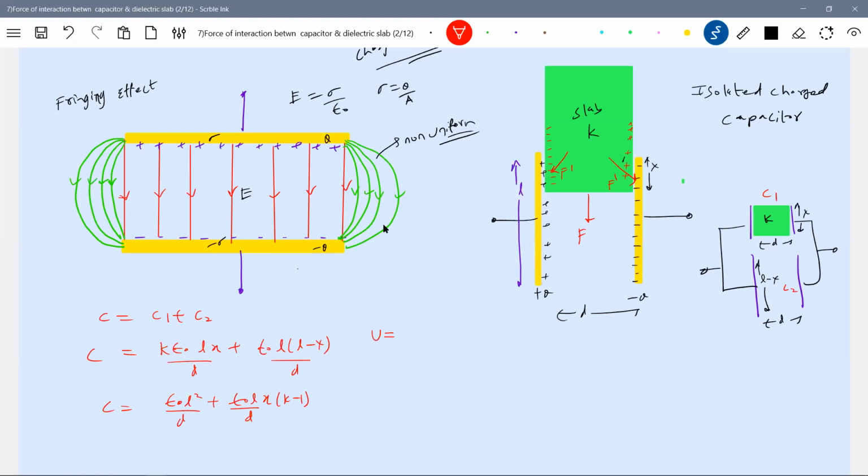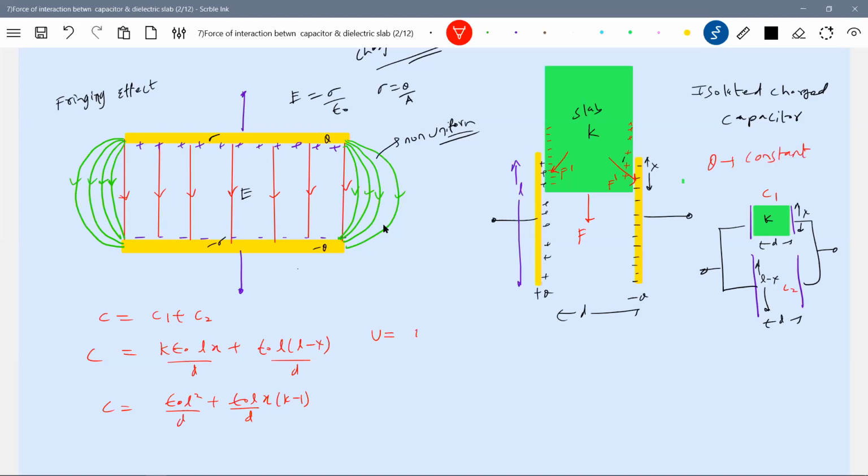What will happen if I insert a slab? I'll bring the slab, some X length, let it be there in between the plates. Then I want this force. Will anything happen to charge? Anybody wants to answer? What can happen to charge? Will charge remain same or vary? Charge has to remain same. Q will remain constant. Isolated charged capacitor remains constant.